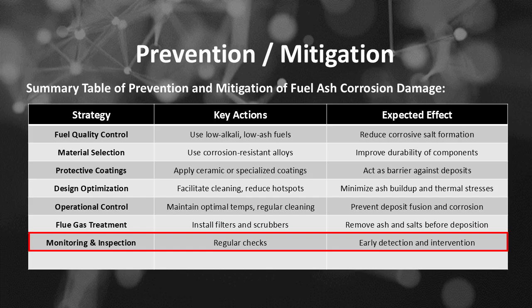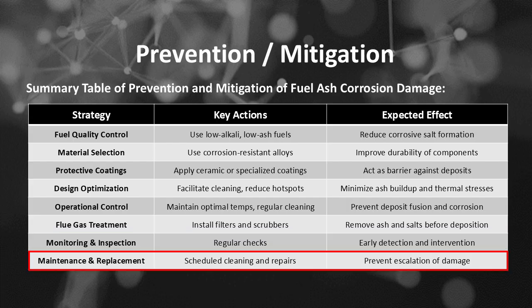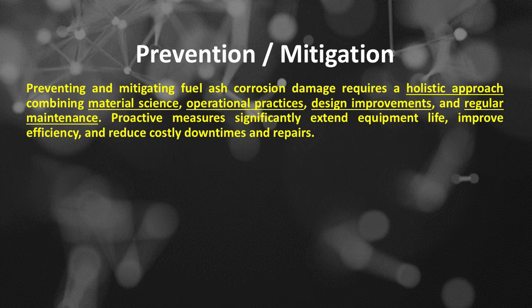If the strategy taken is monitoring inspection, its key action is regular checks. The expected effect is early detection and intervention. If the strategy taken is maintenance replacement, its key action is scheduled cleaning and repairs. The expected effect is to prevent escalation of damage. Preventing and mitigating fuel ash corrosion damage requires a holistic approach combining material science, operational practices, design improvements, and regular maintenance. Proactive measures significantly extend equipment life, improve efficiency, and reduce costly downtimes and repairs.